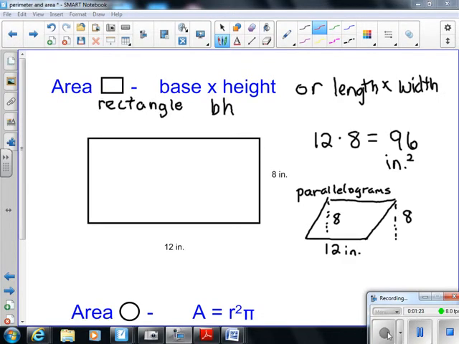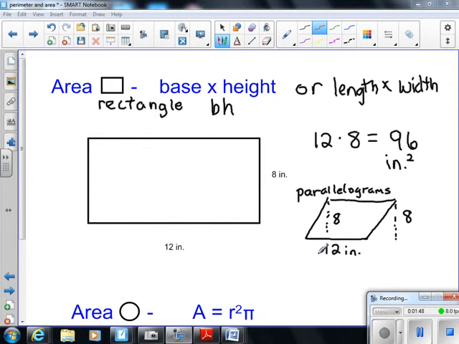Okay, then we're going to take a look at area. Area is the number of square units, or I like to think of it as the stuff inside. For a rectangle, you're going to take the base times the height, or sometimes it's called the length times the width. If we have a rectangle with a length of 12 inches and a height of 8, to find its area, you take 12 times 8, and you get 96 square inches.